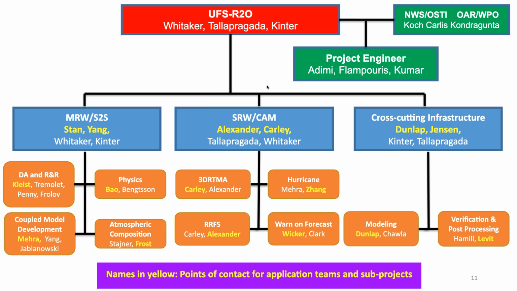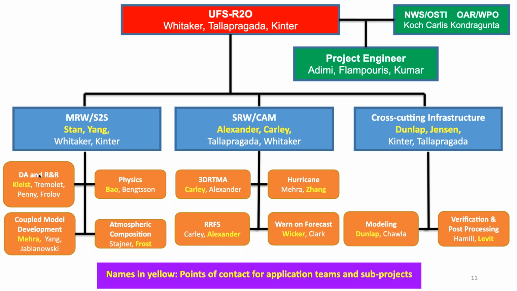These are our two application teams in blue in the middle layer here, the Mr. Weather and subseasonal to seasonal application on the left. And the one in the middle are our short range weather, convective allowing modeling activity, and then our cross-cutting infrastructure team on the right. The people's names you see in yellow in all of these boxes are our points of contact for the overall project. So anytime we need to reach into the application teams or into the sub-projects to get information, those are our first phone calls. I guess that's kind of 20th century thinking. Those are our first emails, our first Slack channel requests, whatever.